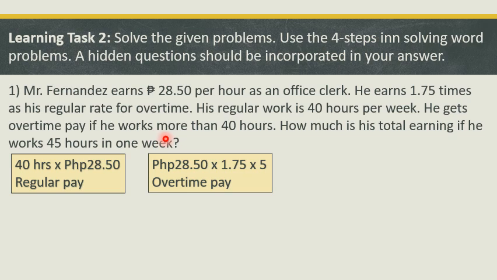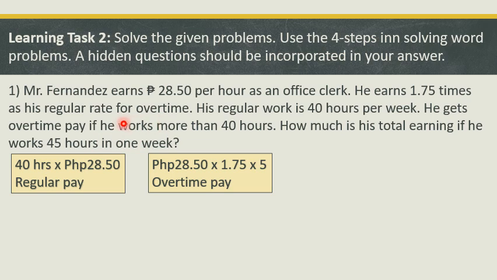So, let us first understand the problem. Sabi daw, si Mr. Fernandez, kumikita siya ng 28 pesos and 50 centavos kada oras. Ang regular work niya is 40 hours, tapos kada isang oras is 28 and 50 centavos. Magkano lahat yon para makuha natin yung regular pay. Yun muna yung alamin natin. Kasi ang tanong dito is, magkano daw yung kikitain niya sa 45 hours?